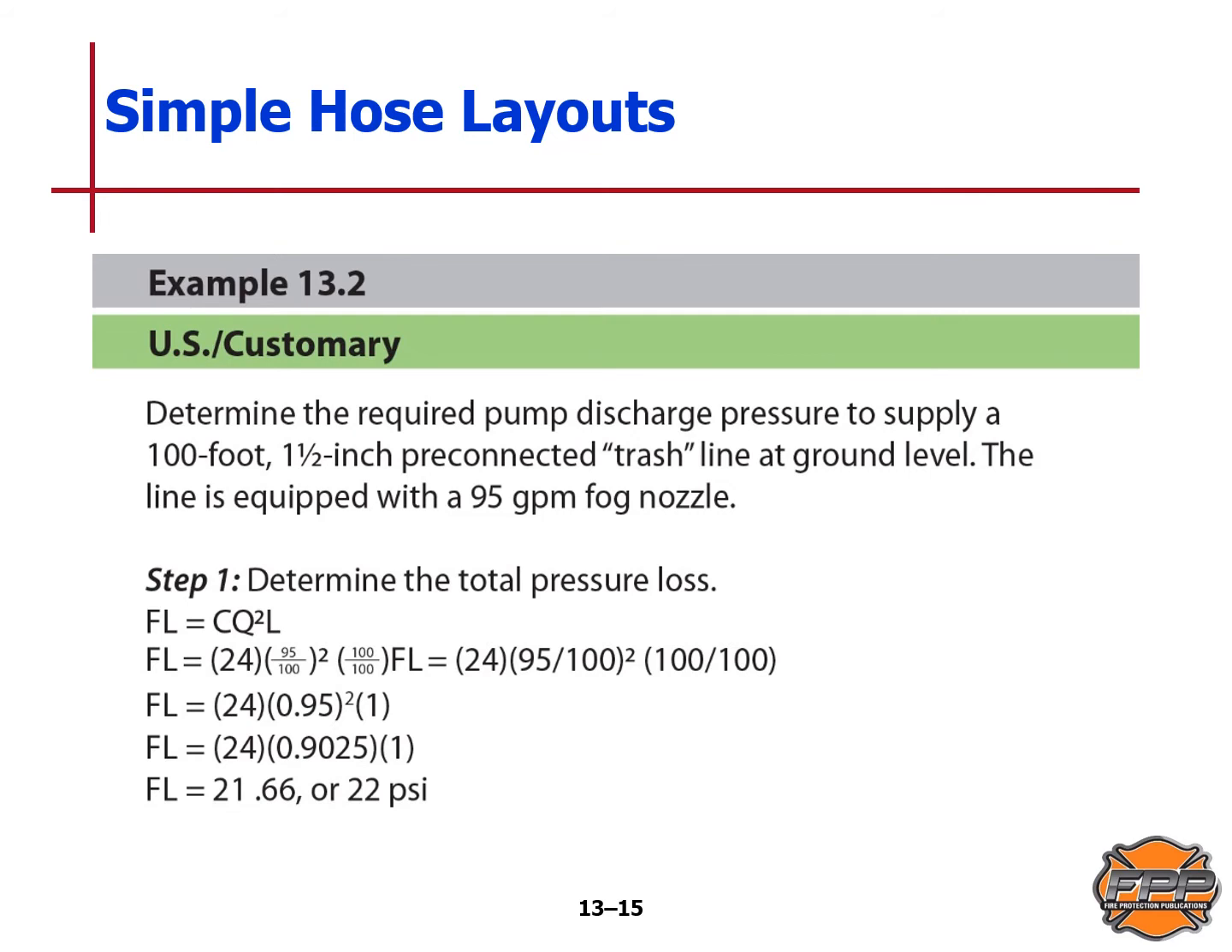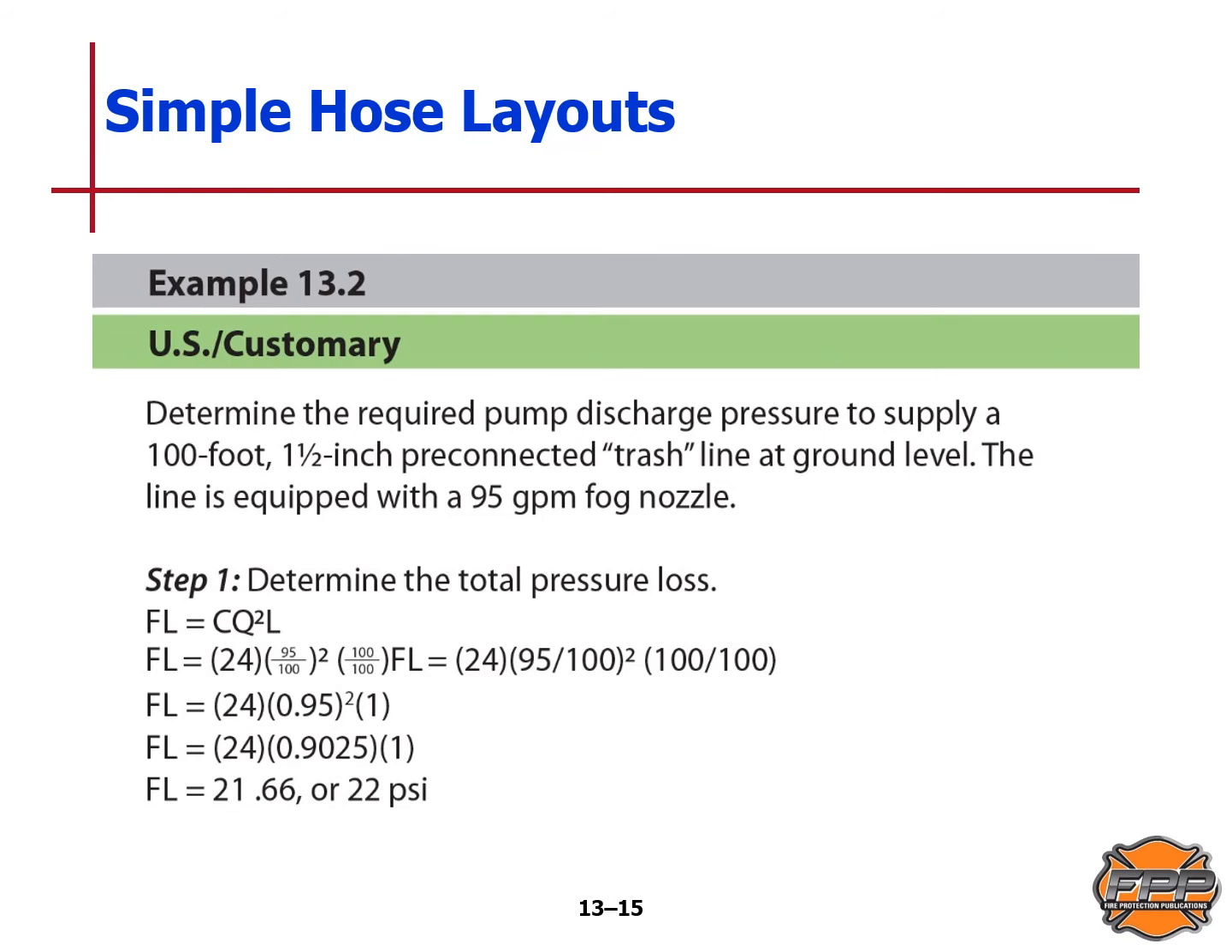So we have our old friend, the formula FL equals CQ squared L. The next step is to plug in numbers. So we have friction loss equals 24 times 95 divided by 100 squared times 100 divided by 100. So when we work out the math, we have friction loss equals 24 times 0.95 squared times 1.